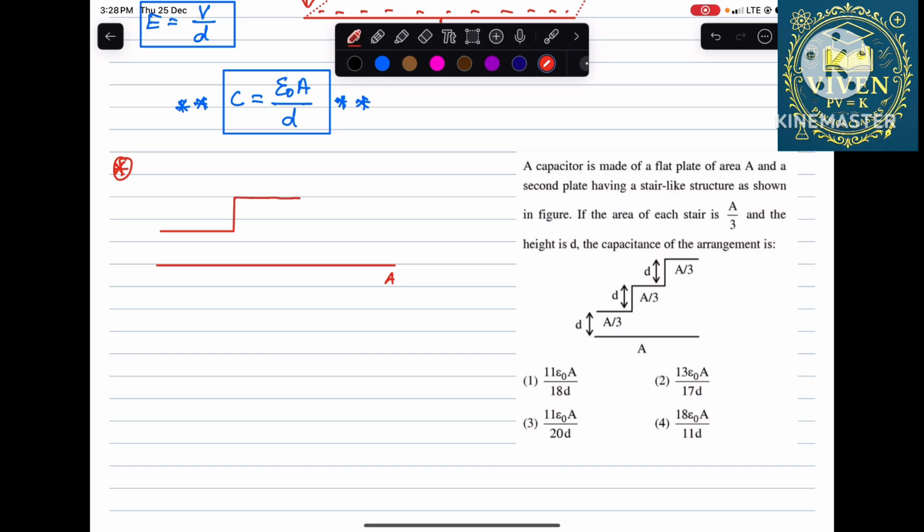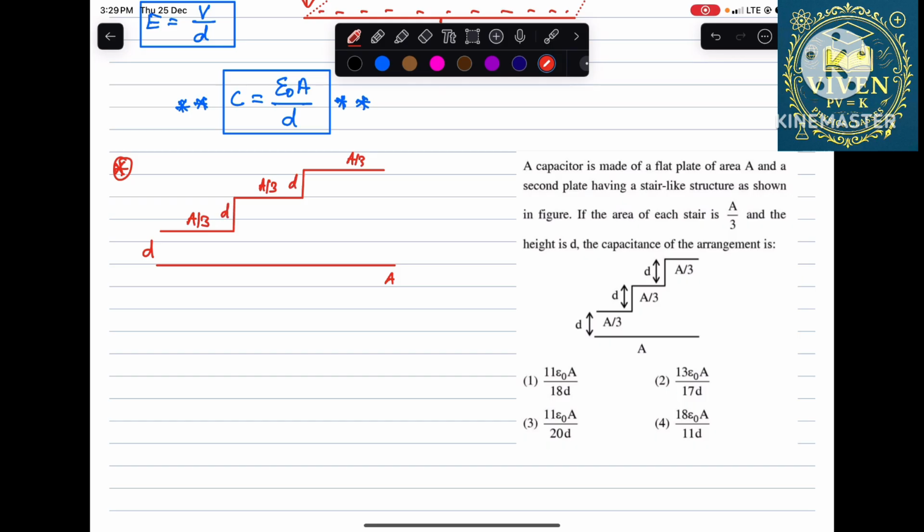The other side was arranged as a staircase. Done? Beautiful. Now the cross-sectional area of each step they have given is A by 3, identical A by 3, and this is also A by 3. The distance given between each step is D, and the height of the next step is also D, and this is also D.